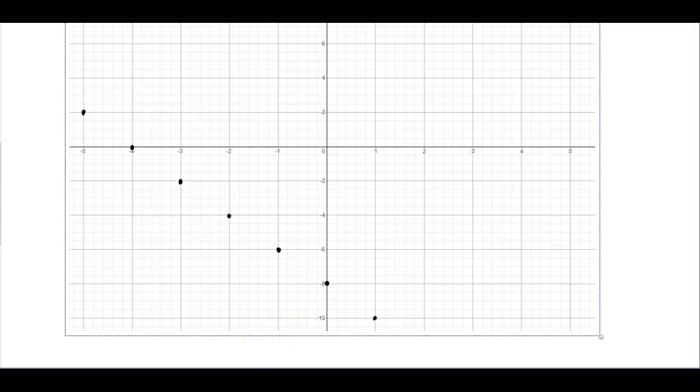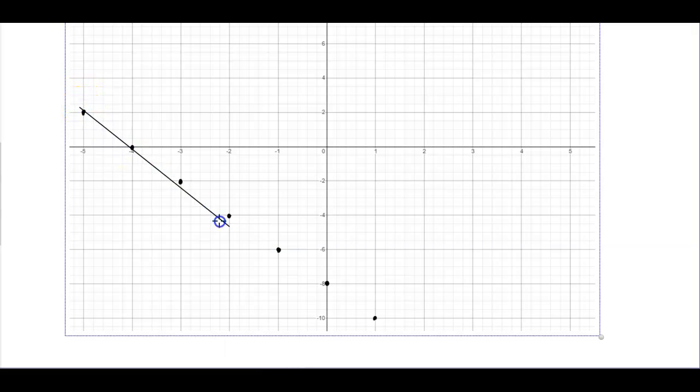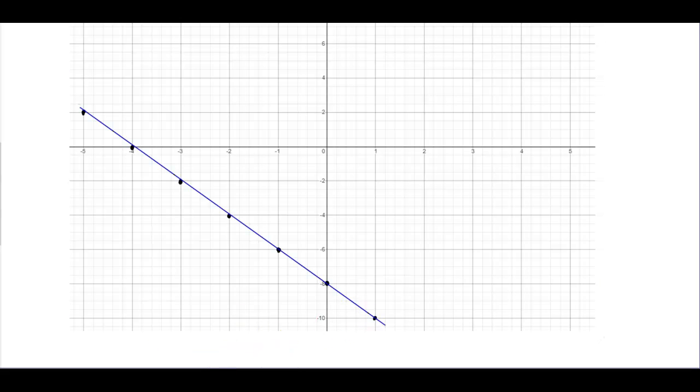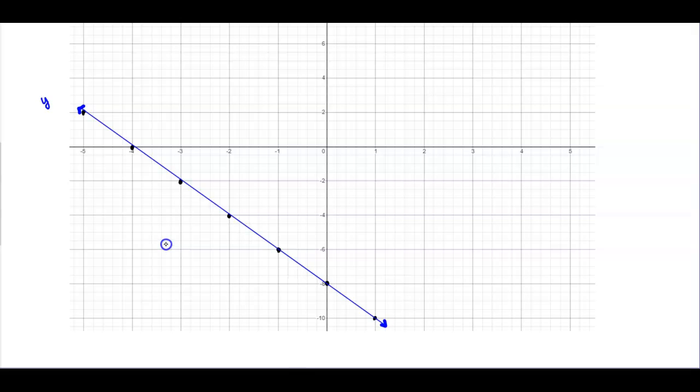And then we're going to go ahead and create our line through our points. And let's make that a blue line. So therefore, there is our equation, which is y equals negative 2x minus 8.